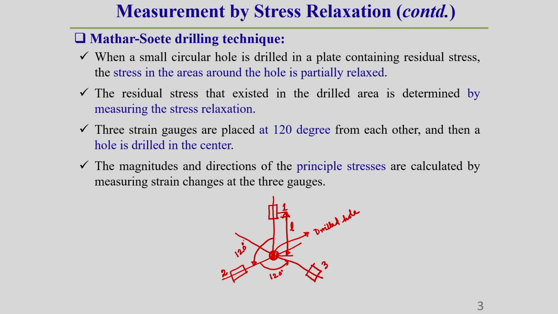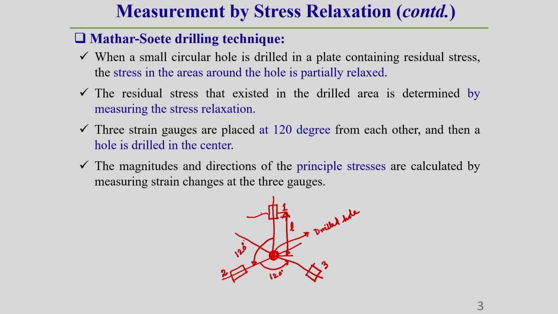What we know is that once we make a hole here, around this hole, if there is any residual stress, we know the residual stress is due to elastic strain. So, if there is any elastic strain, once we make a hole, the elastic strain will be released. Whatever elastic strain is released will be sensed by strain gauges 1, 2 and 3.